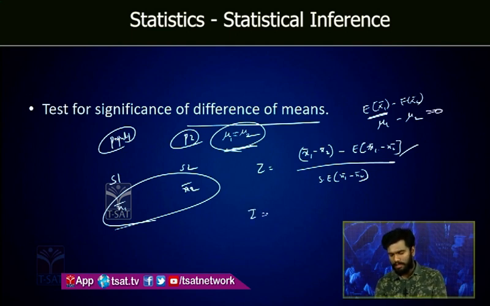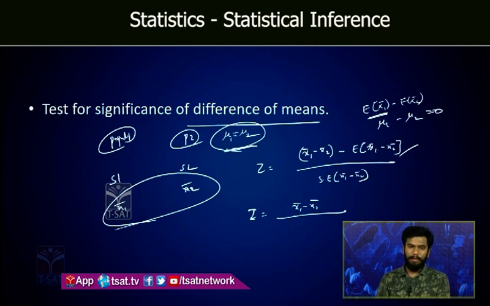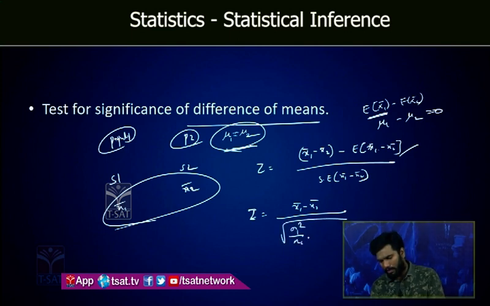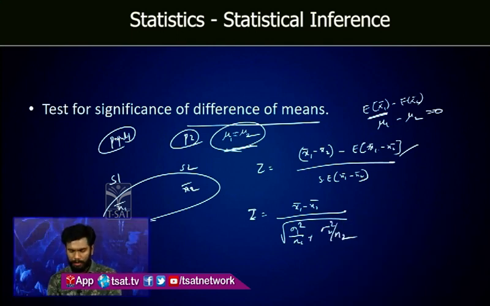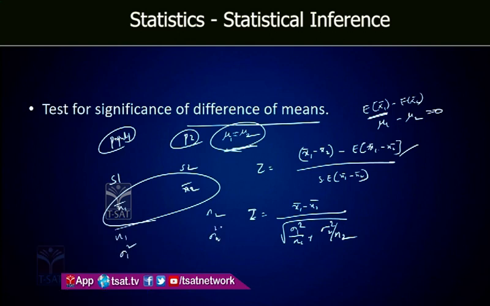So my z statistic will become x1 bar minus x2 bar divided by my standard error for x1 bar minus x2 bar, which is given by the square root of sigma 1 square by n1 plus sigma 2 square by n2, where n1 is the size of sample 1, n2 is the size of sample 2, sigma 1 square is the variance of sample 1, and sigma 2 square is the variance of sample 2. Now let us consider when sigma 1 square is equal to sigma 2 square, and the variances of the two samples are equal. Let us call it sigma.